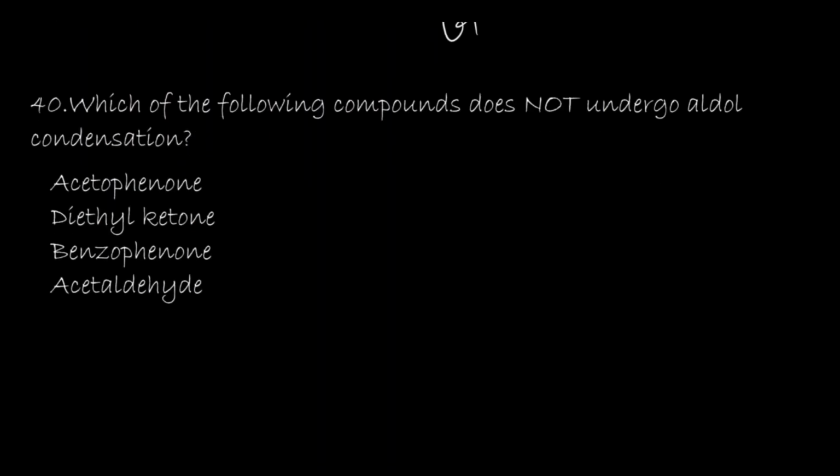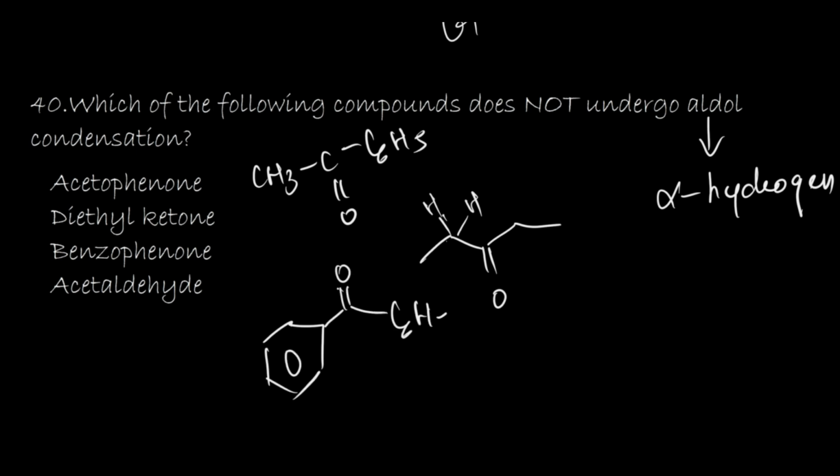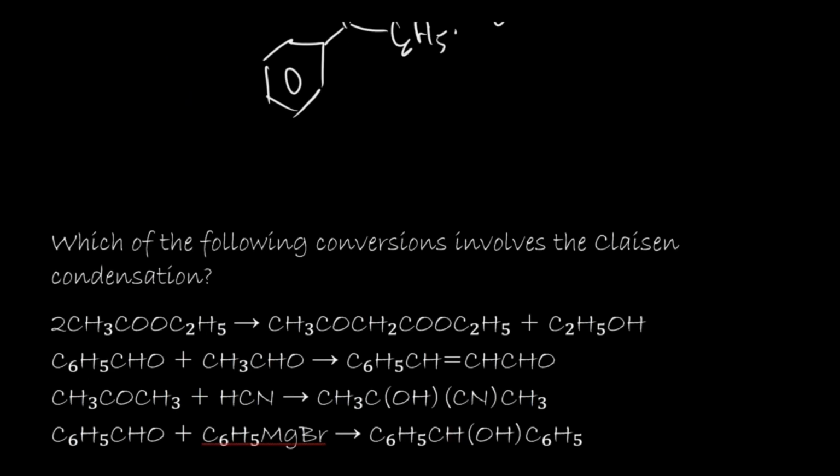Then, which of the following compounds does not undergo aldol condensation? Aldol condensation means that it should have an alpha hydrogen in it. Acetophenone, yes, that can give you diethyl ketone, which is having alpha hydrogen in it. Yes. Benzophenone, no, right? Benzophenone is not having any alpha hydrogens in it, which makes option C your right answer. Acetaldehyde, it can, CH3CH2.